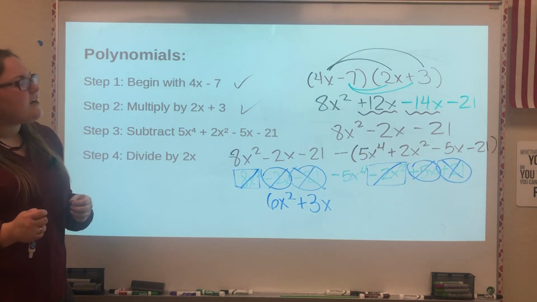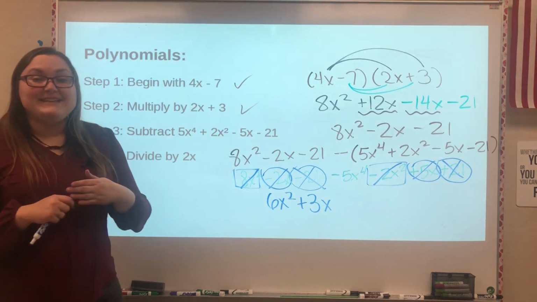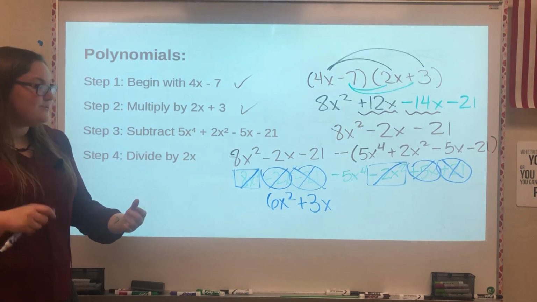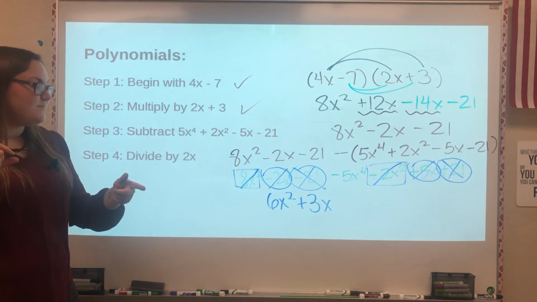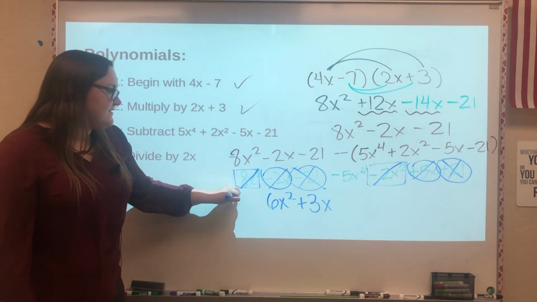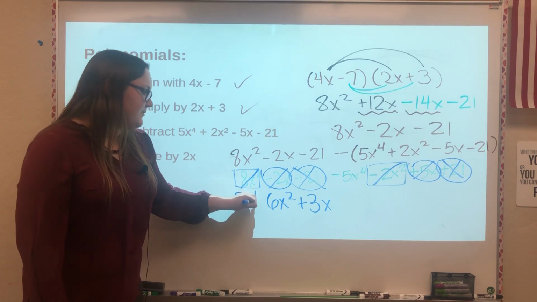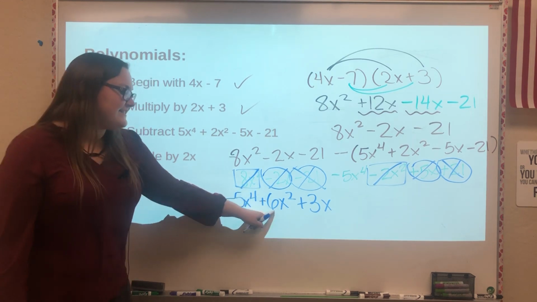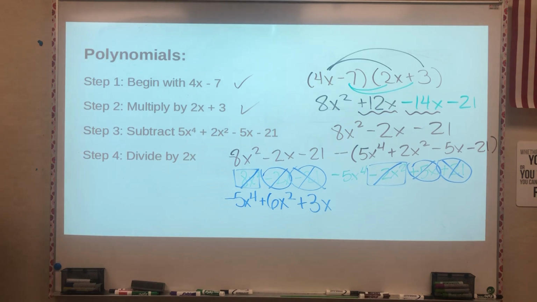One of the things we talked about with polynomials is we like having them in what's called descending order. So you start with the biggest exponent and go smaller. So I'm going to bring this down, but I'm going to bring it down to the front since it has the largest exponent. And then put a plus sign there since that 6 was positive. I'm a little out of breath. So we're left with negative 5x to the 4th power plus 6x squared plus 3x.